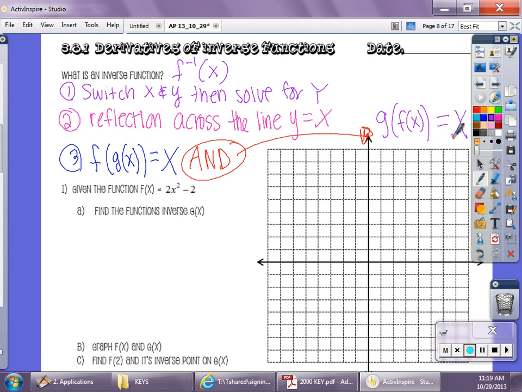So now we're going to play around with this function here. Find the function's inverse g of x. So in step 1, it tells you how to do it. This would be switch your x and y and solve, oopsie, that's supposed to say y, and solve for y. So do that first, please.